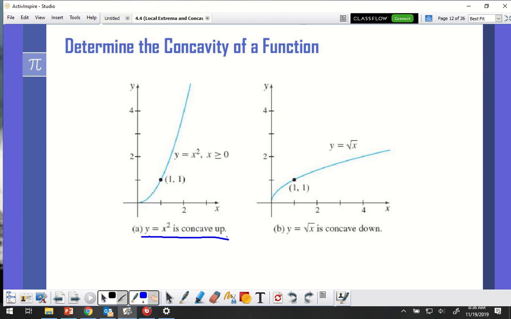Yes. Now flip your hand upside down. So this point right here is going to be a maximum, isn't it? This is a maximum. This is concave down. So this is negative.